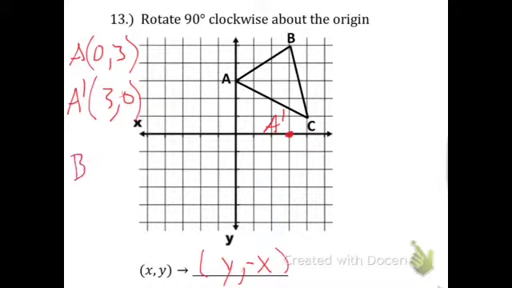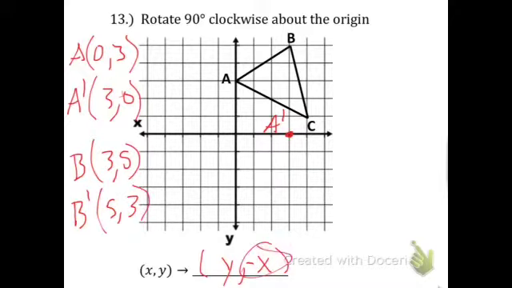B is sitting at 3, 5. Switch the order and switch the sign on the second one. You'll get negative 3. So I'm looking for 5, negative 3. There's my B prime. And then C is currently at 4, 1. C prime. Switch the order and switch the sign on the second one. 1, negative 4, and that's where our new C is going to be. C prime. Once you have it, connect it up, and there's our shape.